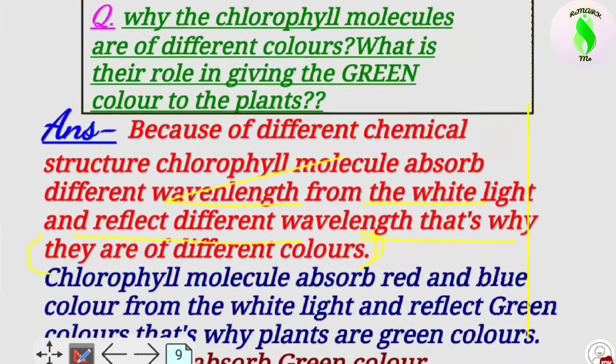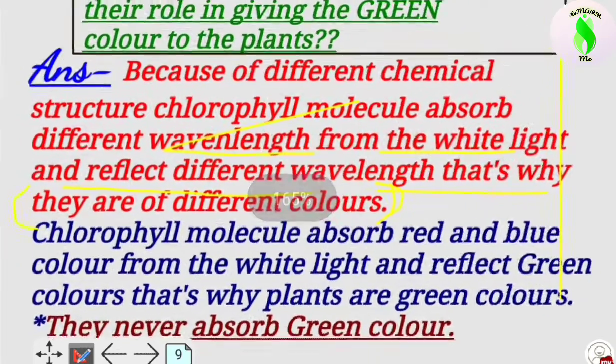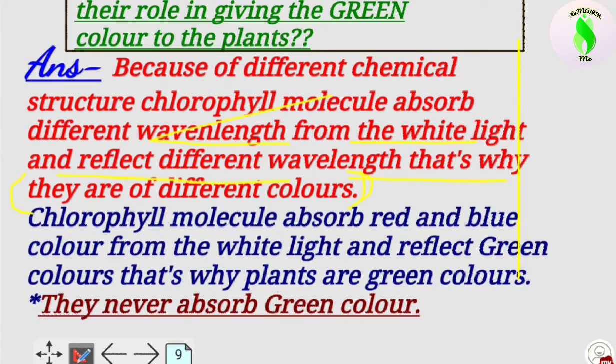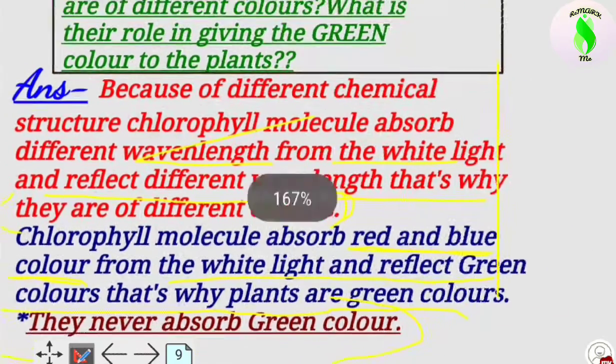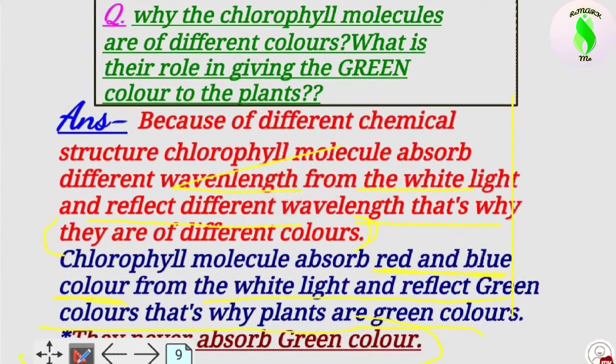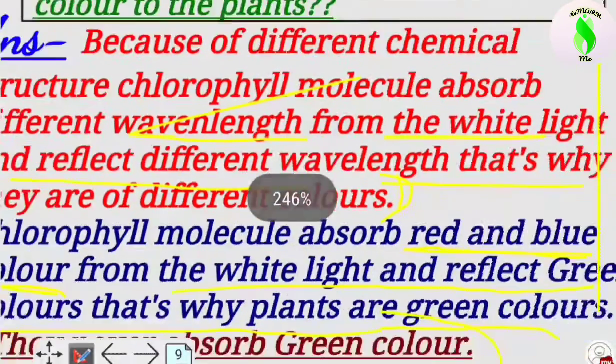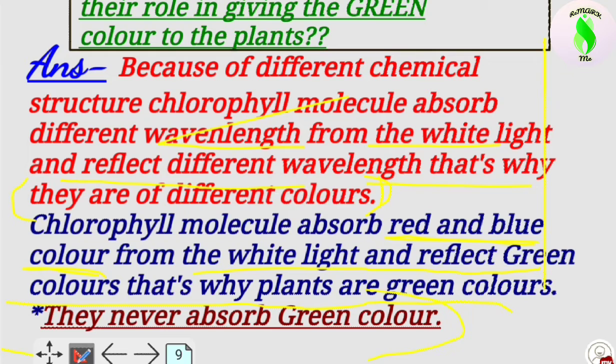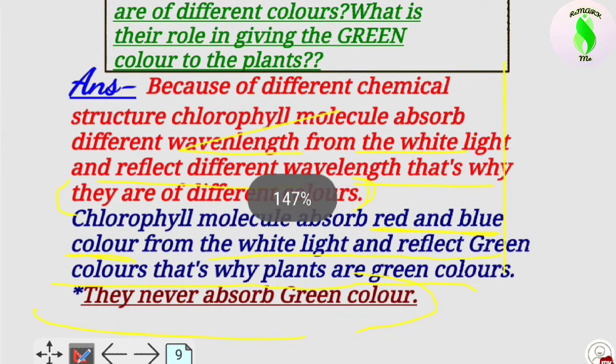Now the second question is, what is their role in giving the green color? The chlorophyll molecule absorbs red and blue color from the white light and reflects green color. That's why plants are green. They never absorb green color, they only reflect green color. So if anybody asks why plants are green, the answer is that the chlorophyll molecule found in the chloroplast, in the thylakoid membrane, absorbs red and blue color from the white light and reflects green color. That's why we can see the green color of the plant.